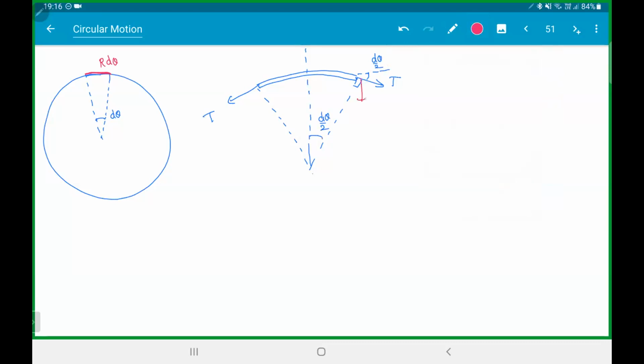So if you take the tension component, this will be T sine d theta by 2. But the horizontal component is T cos d theta by 2. T cos d theta by 2 and T sine d theta by 2. And this will be the centrifugal force, which is dm omega square r. So the two sine components are balancing the centrifugal force.